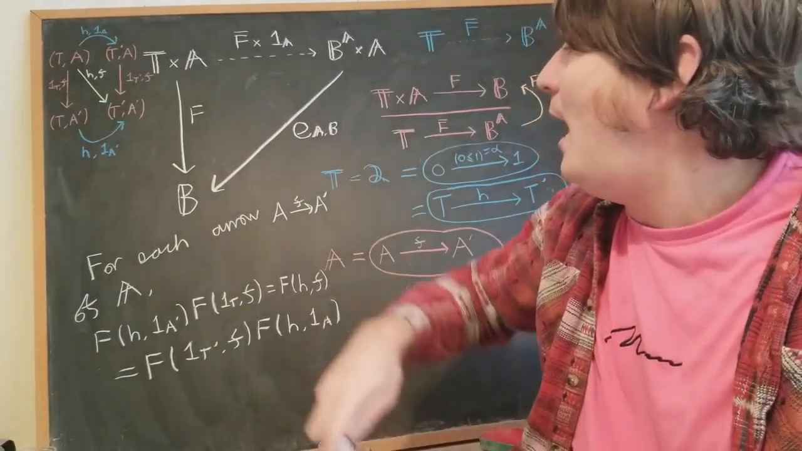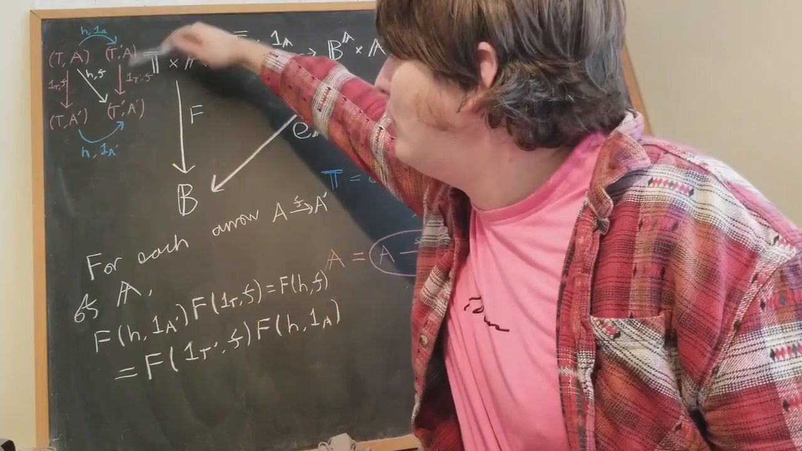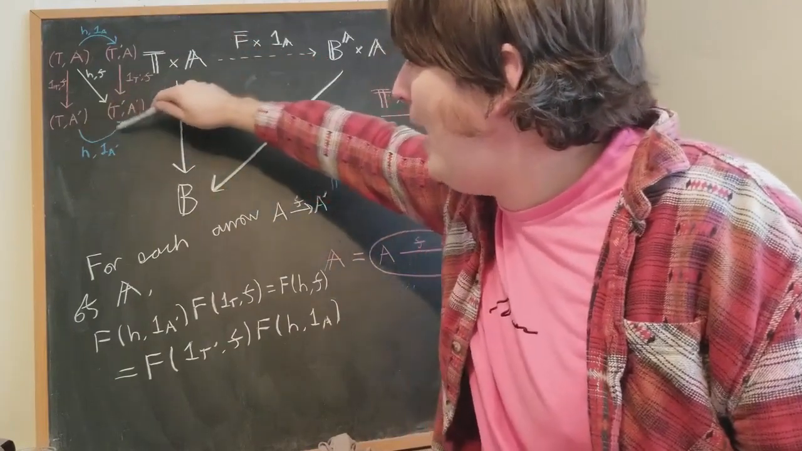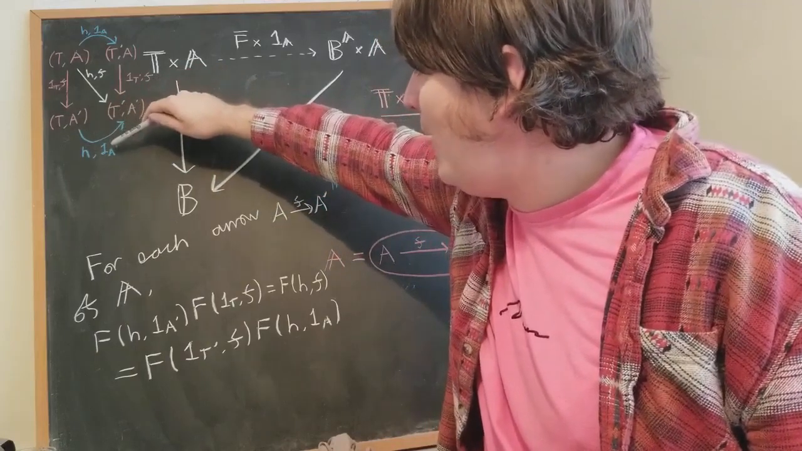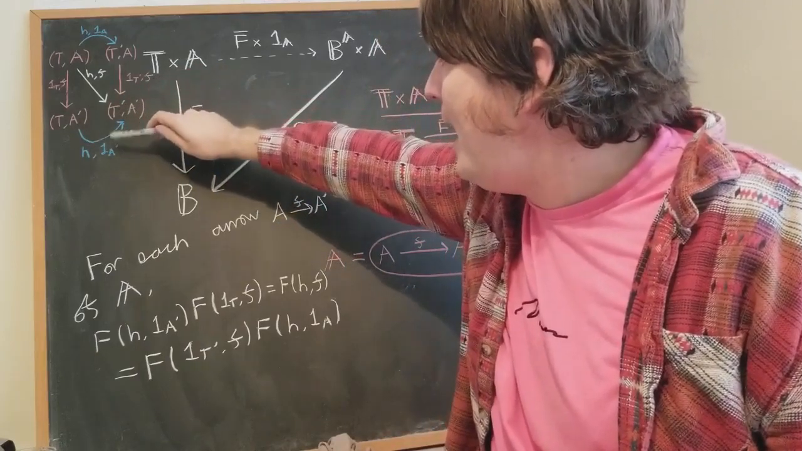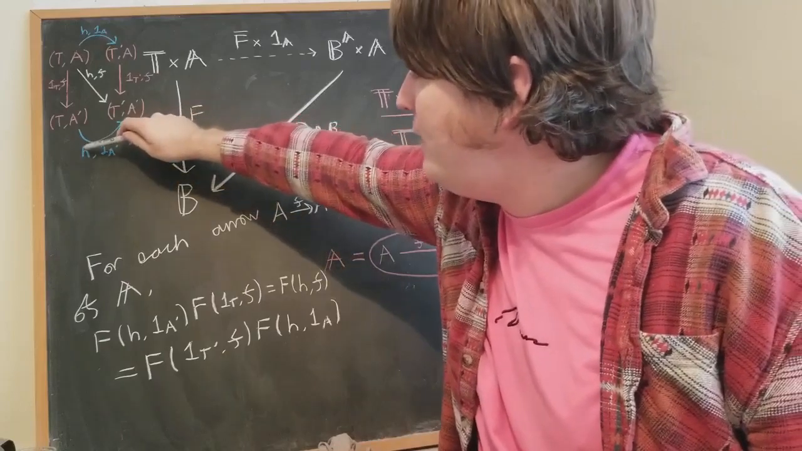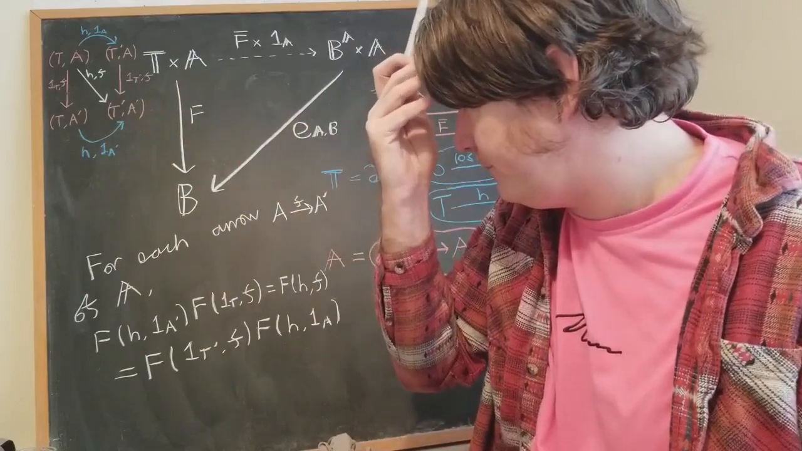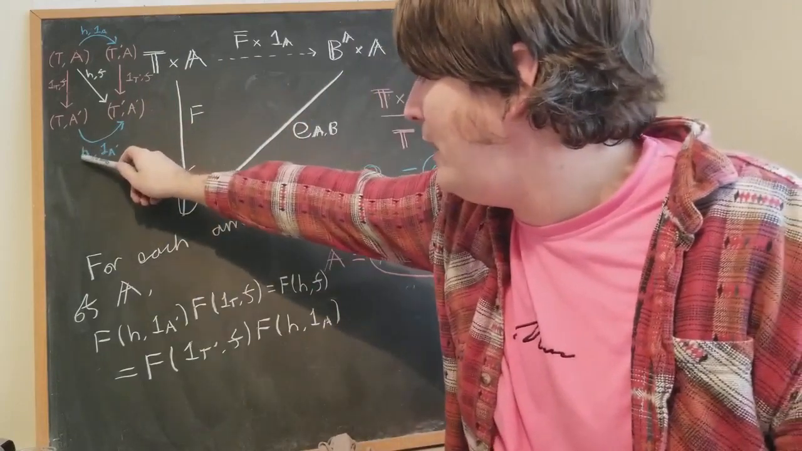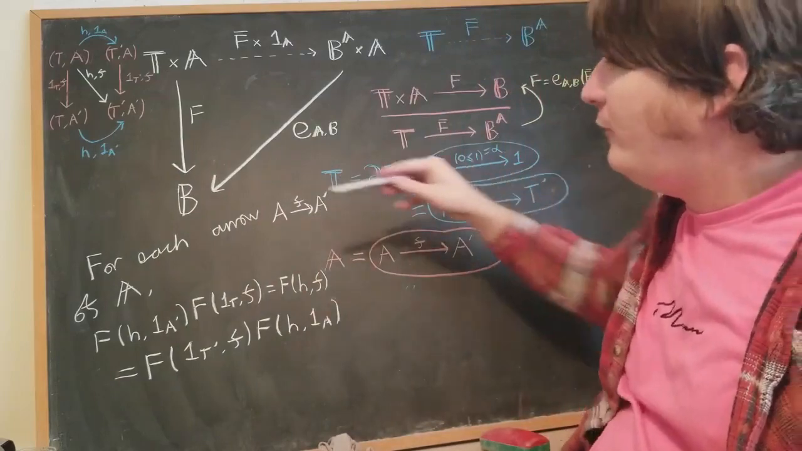I've drawn these two kinds of arrows in two different colors. There are these blue arrows, and they're essentially what happens when you pair an identity arrow of A with a non-trivial arrow of T.